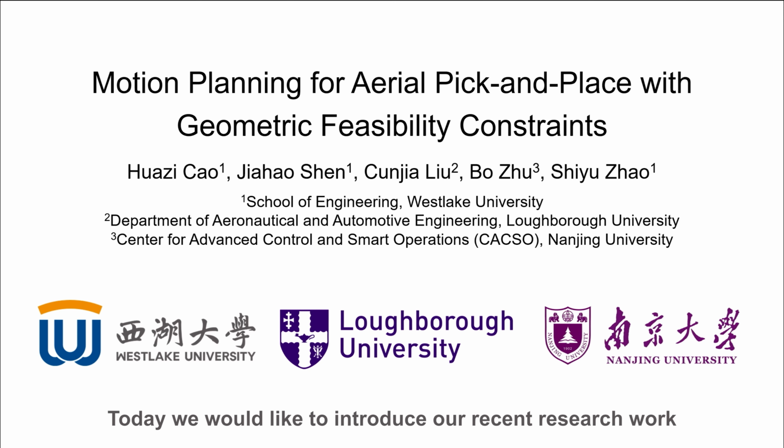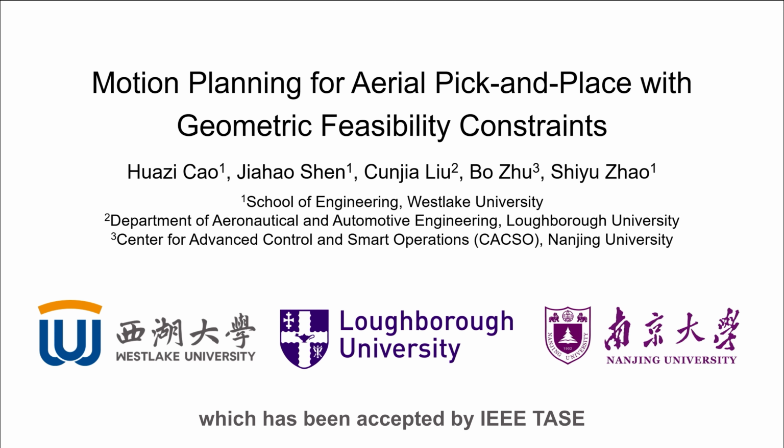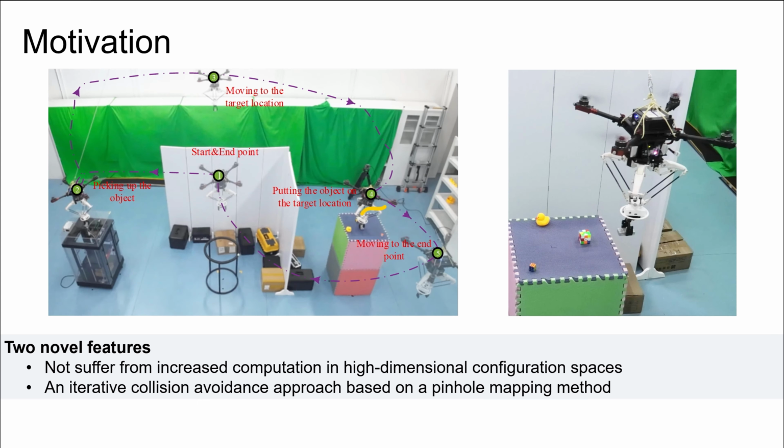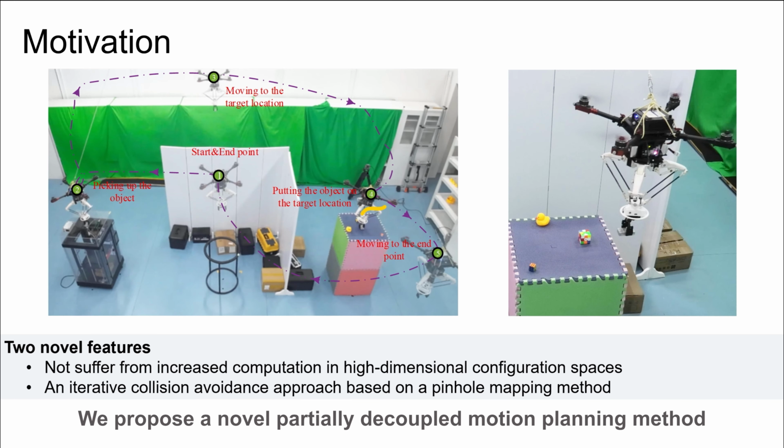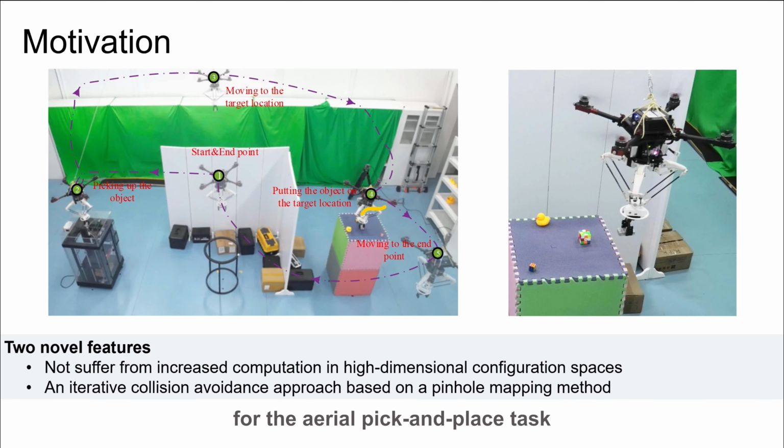Today we would like to introduce our recent research work, which has been accepted by IEEE Transactions on Automation Science and Engineering. This paper focuses on the motion planning problem of the aerial pick-and-place task. We propose a novel partially decoupled motion planning method for the aerial pick-and-place task. Compared to the state-of-the-art approaches, the proposed one has two novel features.